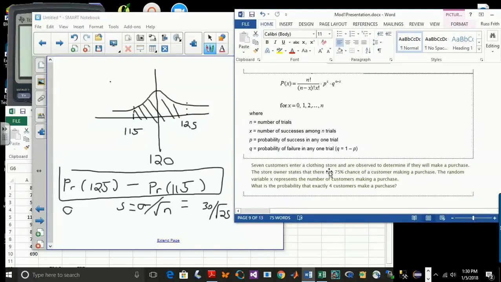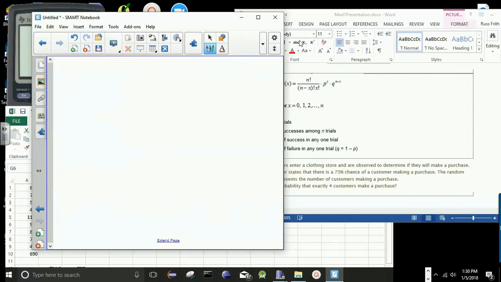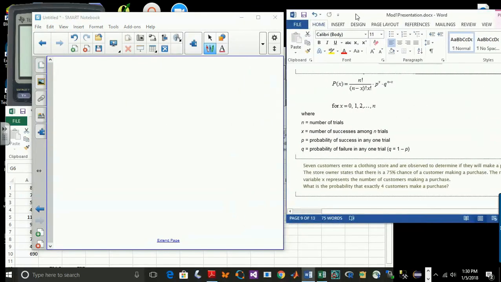7 customers enter a clothing store and are observed to determine if they will make a purchase. The store owner states that there's a 75% chance of a customer making a purchase. The random variable X represents the number of customers making a purchase. What is the probability that exactly 4 customers make a purchase? Okay, so let's see how we solve this. When a customer comes into the store, the customer will either make a purchase or leave the store without making a purchase. So this is an example of a binomial probability distribution.